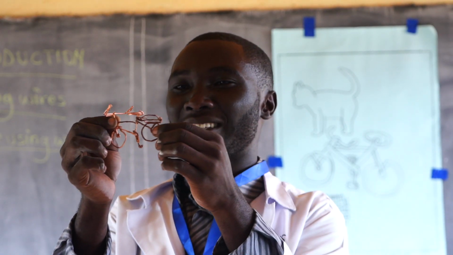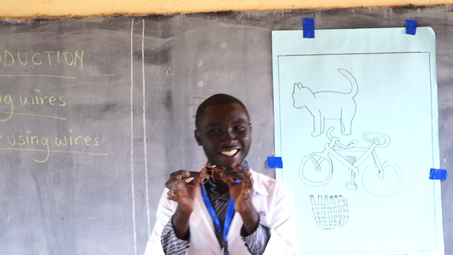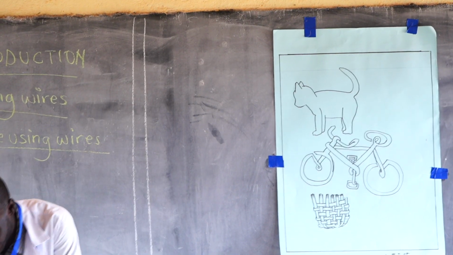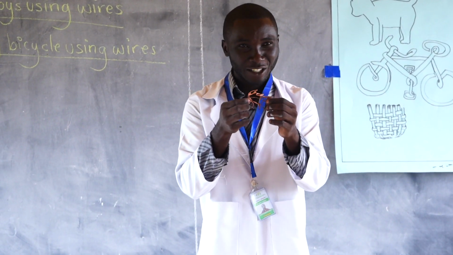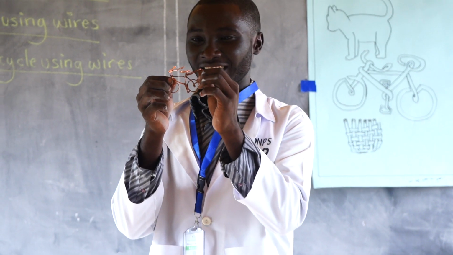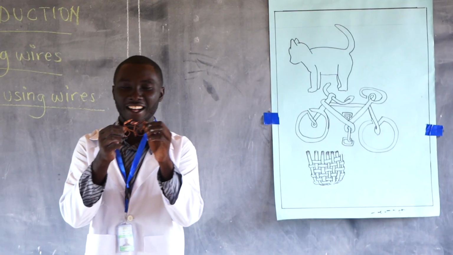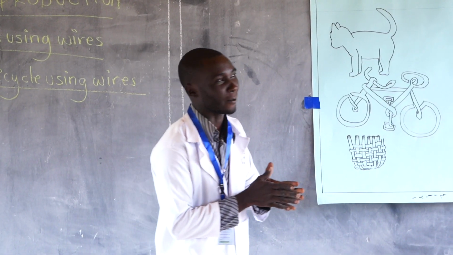Who can tell me this one? What is its name? What is this? Come on, everyone. Okay, a toy. Thank you very much. It is a toy exactly. Then which toy? Which kind of toy is this one? This is a bicycle, or a toy bicycle.